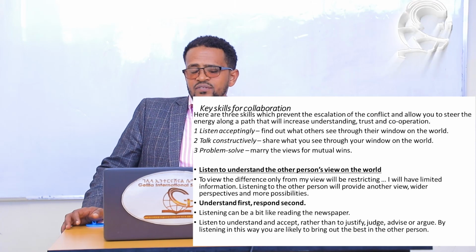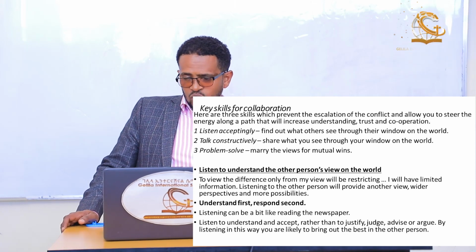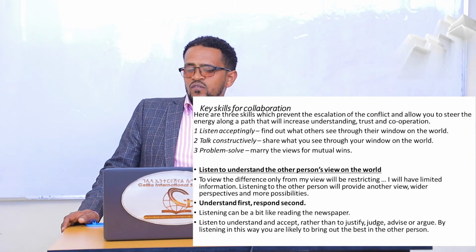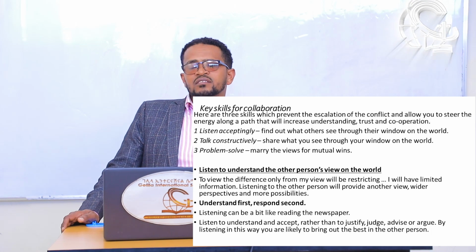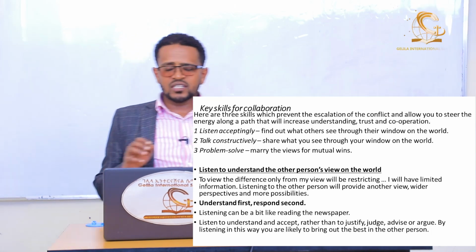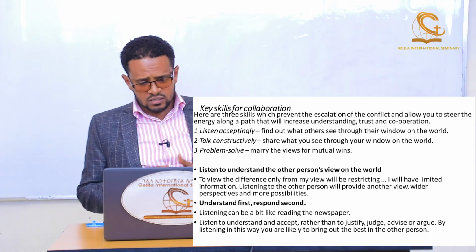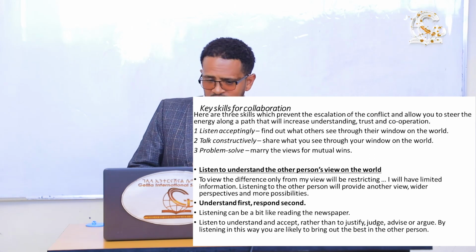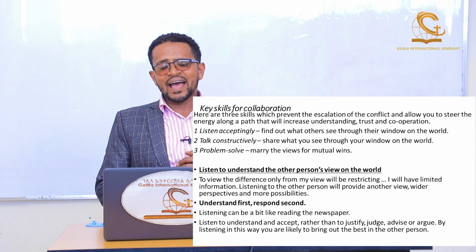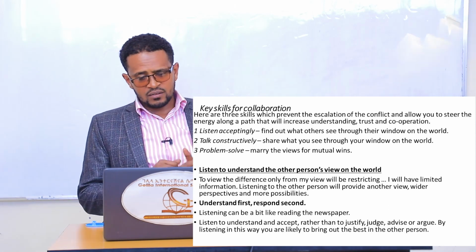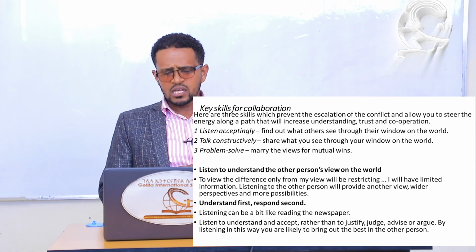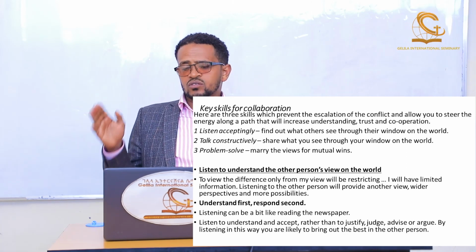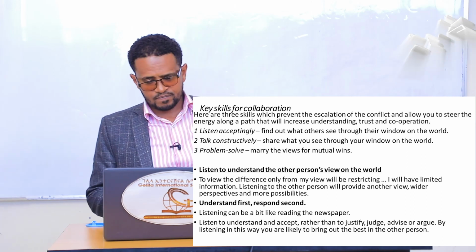Among the skills, the first one is the collaboration skills. We have three skills which prevent escalation of conflict and allow you to steer the energy. That means these skills prevent the beginning or escalation of conflicts. So the first skill of collaboration is to listen acceptingly. What does it mean? Find out what others see through their window on the world.